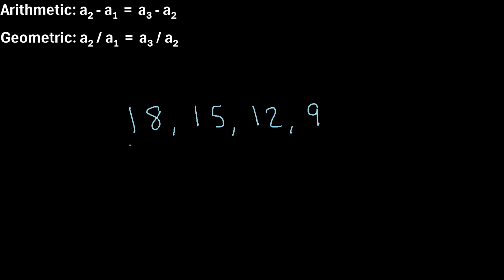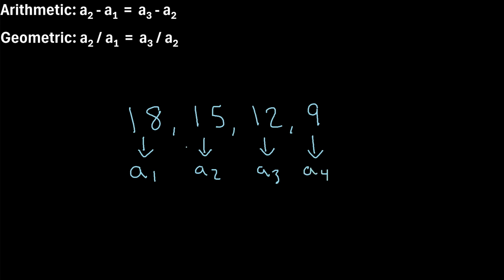Okay, let's try one last example. Let's say we have the series 18, 15, 12, and 9. Let's determine if this is arithmetic or geometric. So let's first label each of these values. This will be term a1, this is a2, a3, and a4.